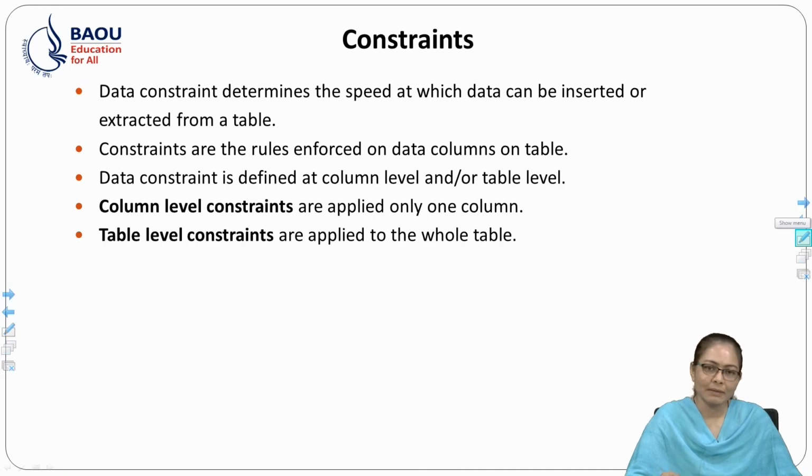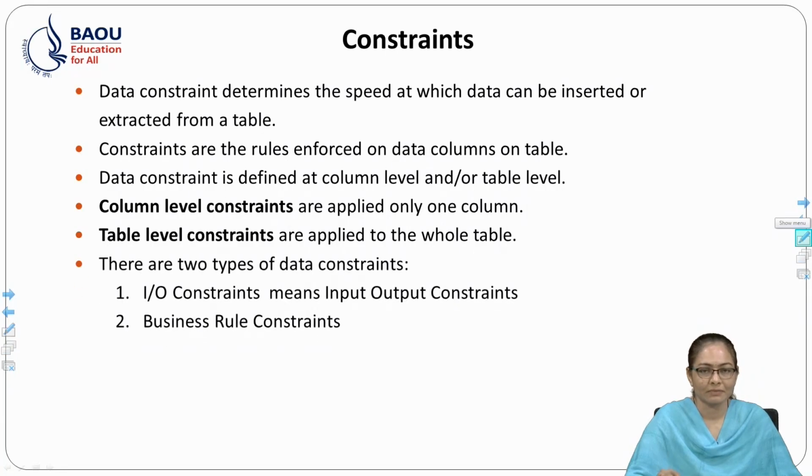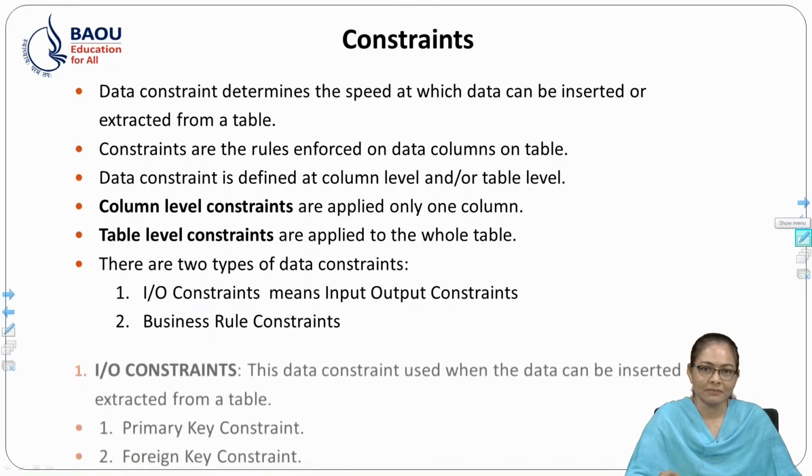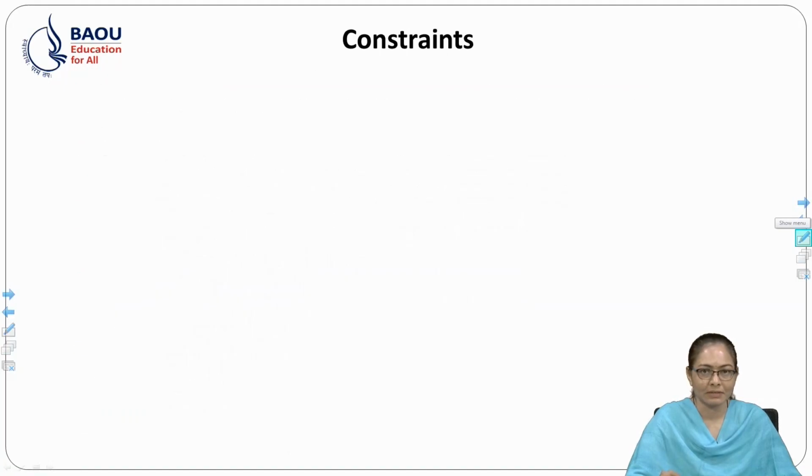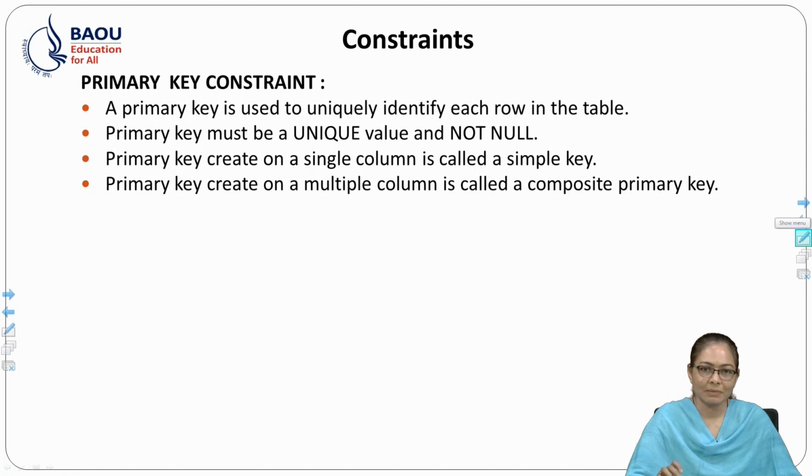There are two types of data constraint. First one is the IO constraint, meaning the input output constraint, and second one is the business rules constraint. Now we see the first, the IO constraint. This data constraint is used when the data is inserted or inputted, or extracted or fetched from the table. There are two types of IO constraint. First is the primary key constraint and second one is the foreign key constraint.